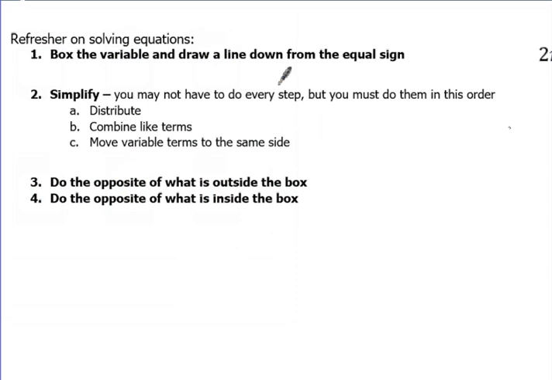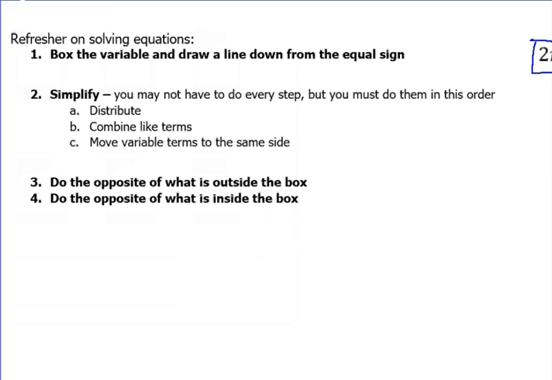So to solve an equation, these are the steps that I like to use. You may have been taught something slightly different. If you're getting things right, then I'm cool with you using your method, but if not, we're going to do things this way. So I put a box around my variable terms. This is what I'm trying to get by itself.